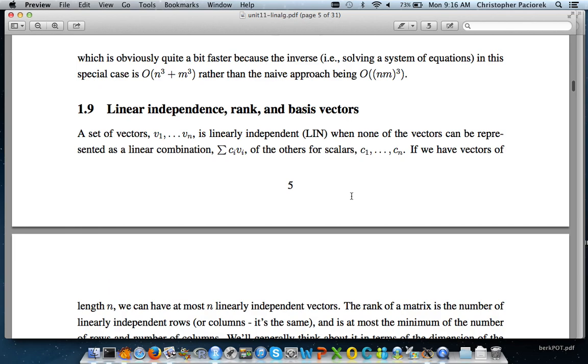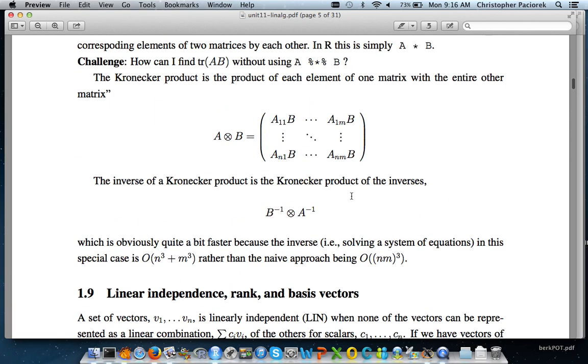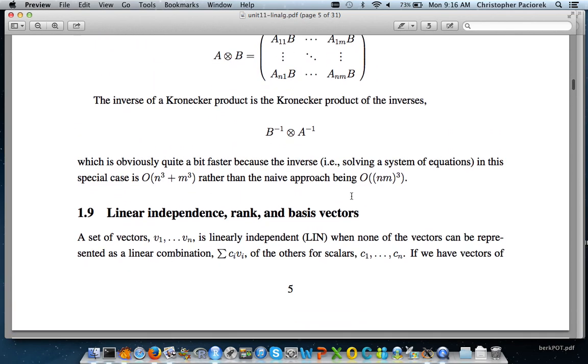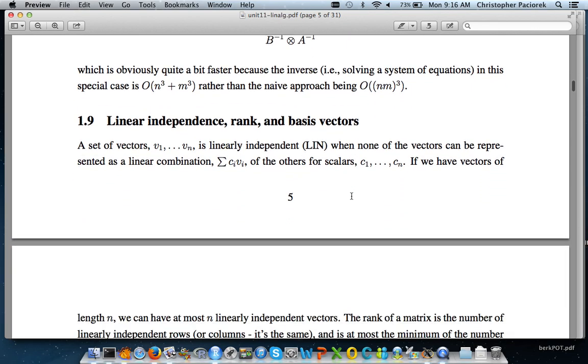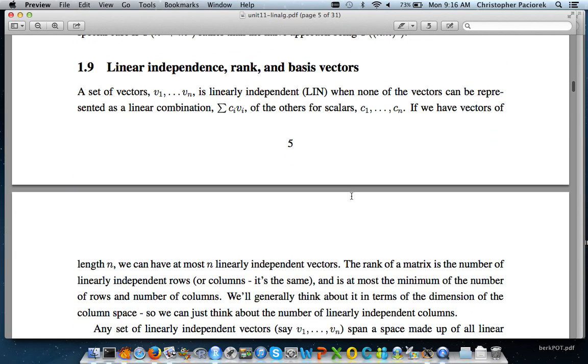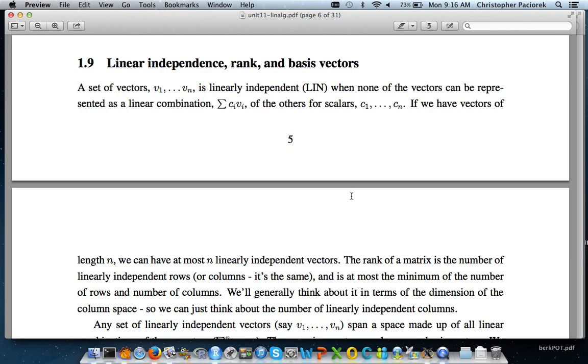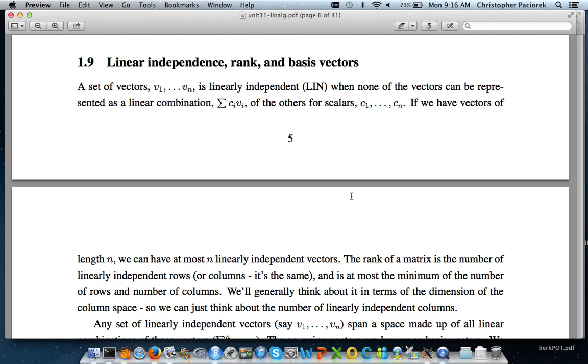Okay, so that was one of the sections that I'd asked you guys to look over in advance of class. So I'm going to basically start with 1.9 here and talk a little bit about basis vectors and linearly independent vectors.